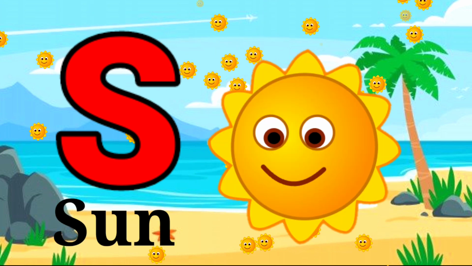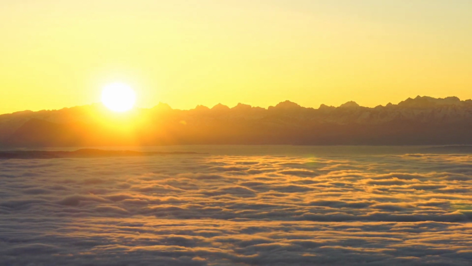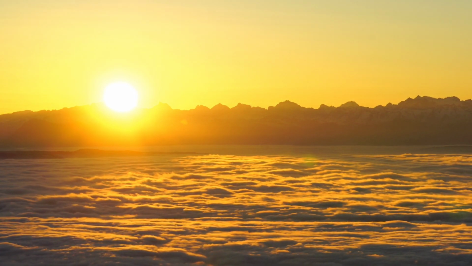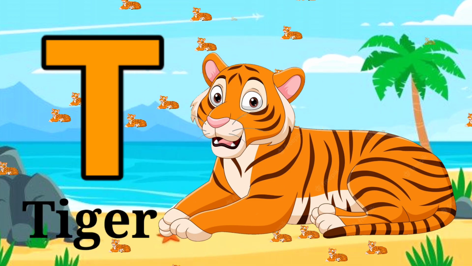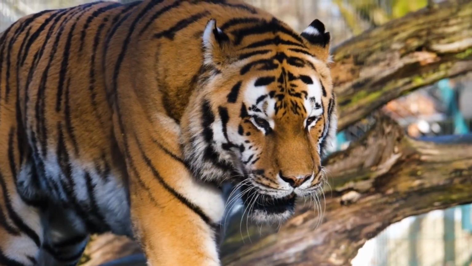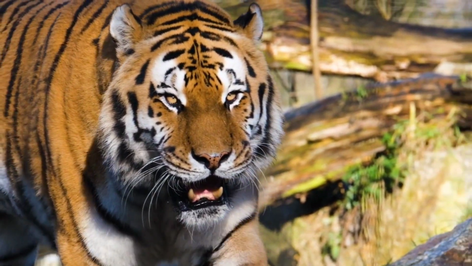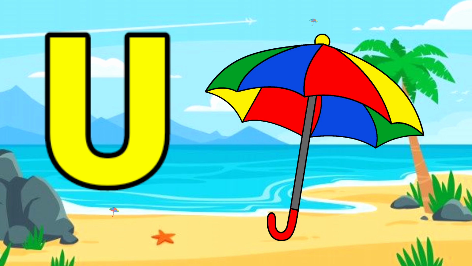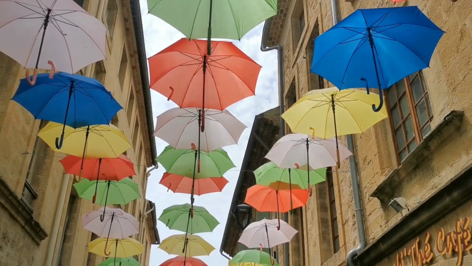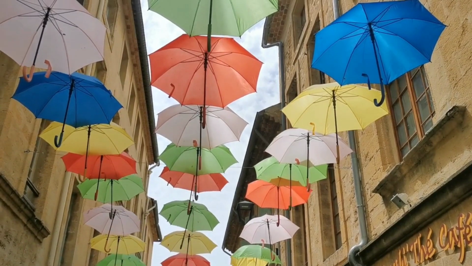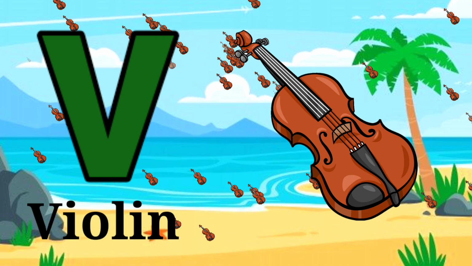S for sun. T for tiger. U for umbrella. V for violin.